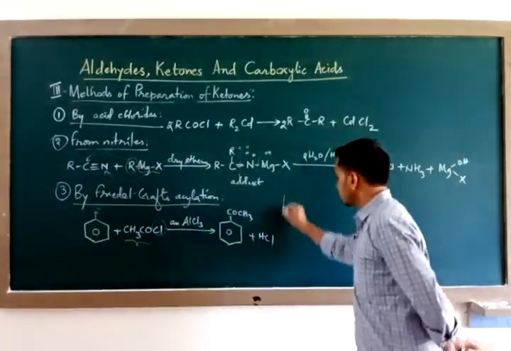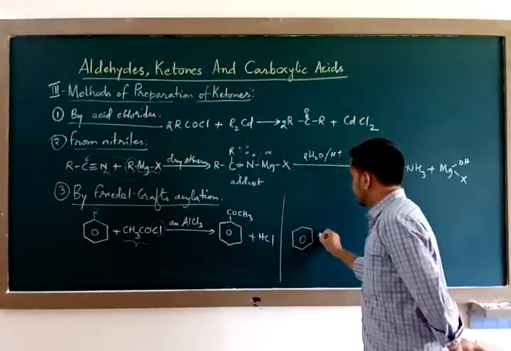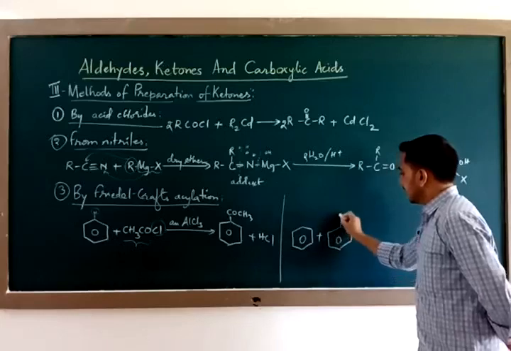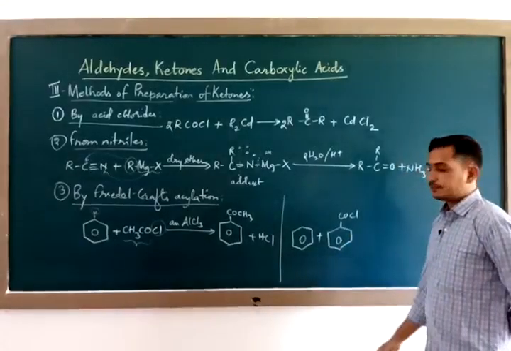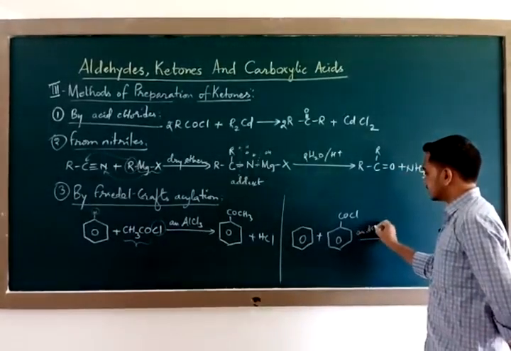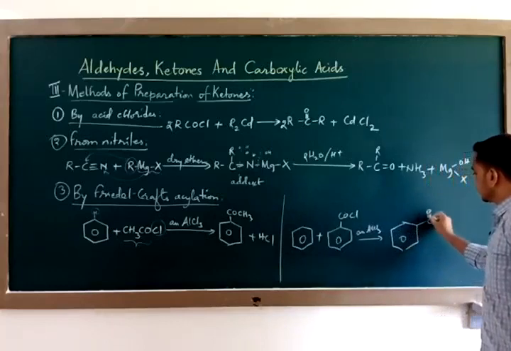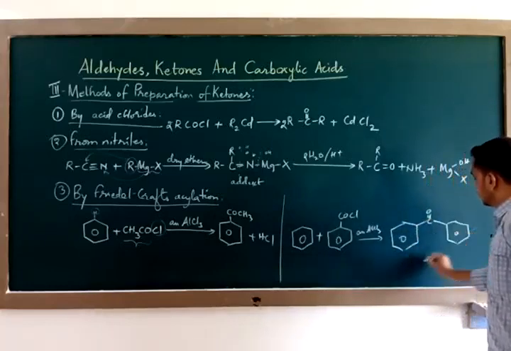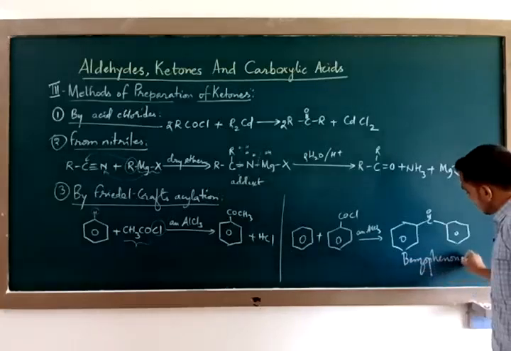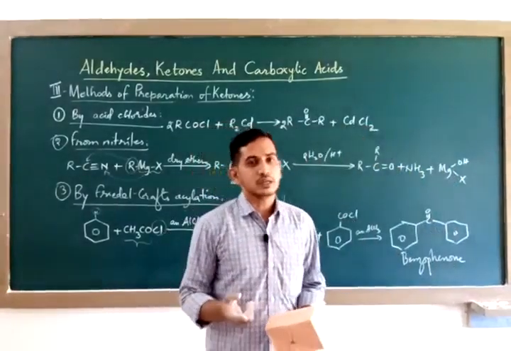Similarly, you can carry out benzoylation by reacting this with benzoyl chloride under the same conditions, anhydrous AlCl3. This time you will get benzophenone as product. So by these three methods you can prepare ketones.